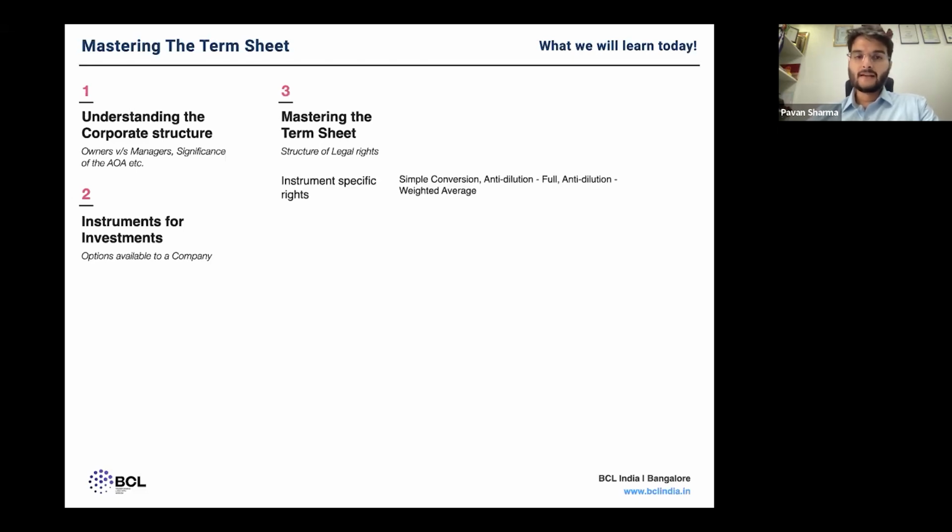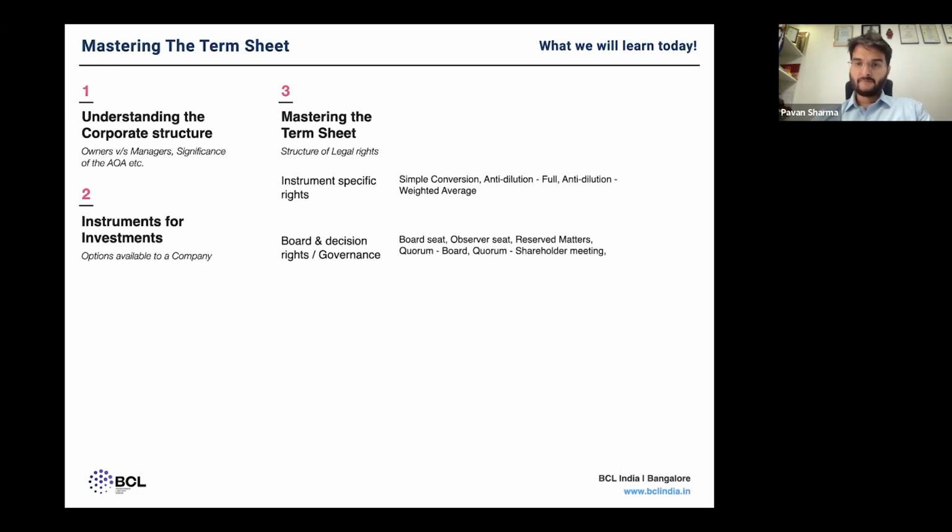I have tried to break down the duties of the company and the investor rights into four brackets. The first one is instrument specific rights, where we look at conversion ratios. These could be full conversion, or the weighted average conversion. So we look at both of them. We will look at board and governance rights, and this is the board seats that the investor asks for.